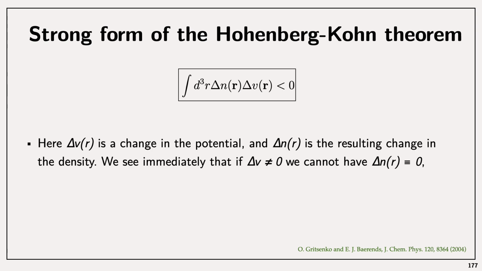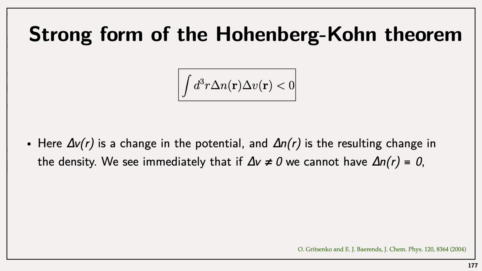Basically, delta V is a change in the external potential, and delta N is how the density changes when you change the potential. If you accept that equation, or can prove it by looking at the paper, you can see that if there is a variation in the potential, a delta V that's not equal to 0, then delta N must be different from 0, because the integral has to be strictly non-zero.